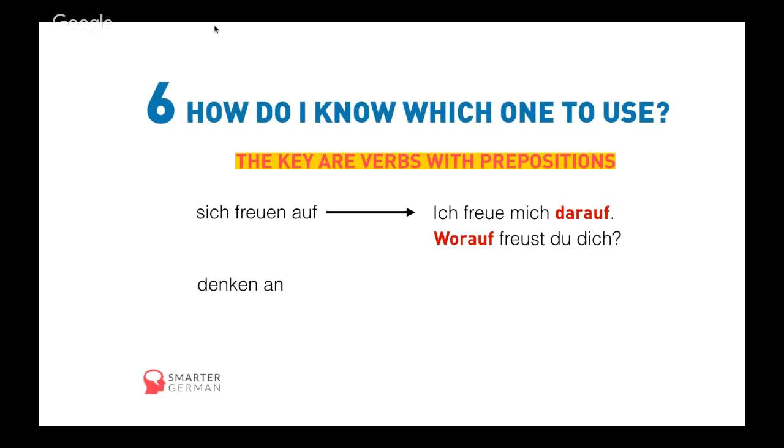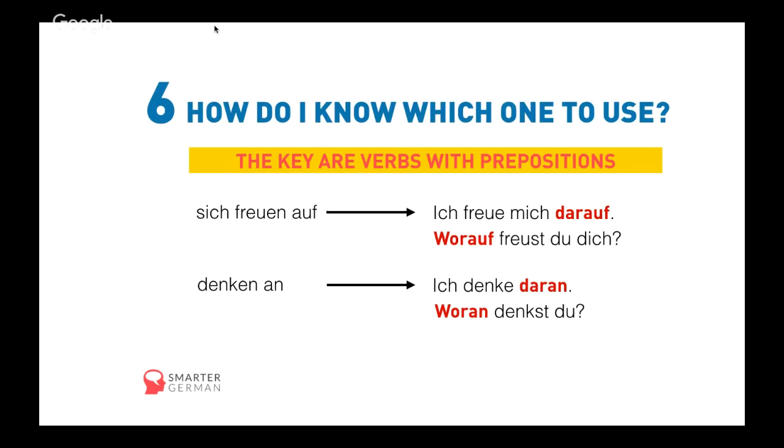Another example, denken an. Denken an in German, be careful, is used quite differently from English. Denken an means to think about or to think of. And we use denken an most of the time when you say, I think about. Now, denken an, what is the word you need, the da and the wo word? 3, 2, 1. Ich denke daran. I will remember it. I will think of it. And the question would be, woran denkst du? What are you thinking about? Okay.